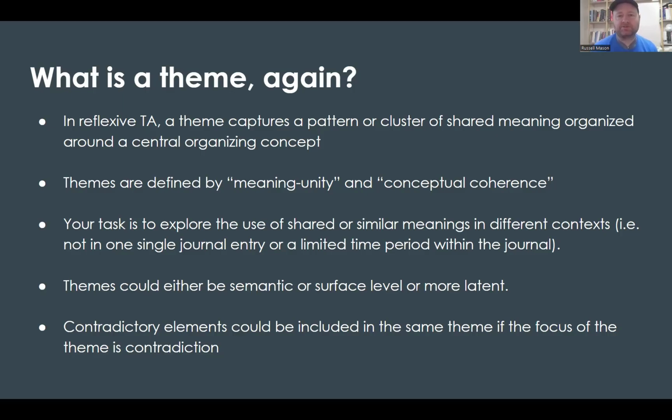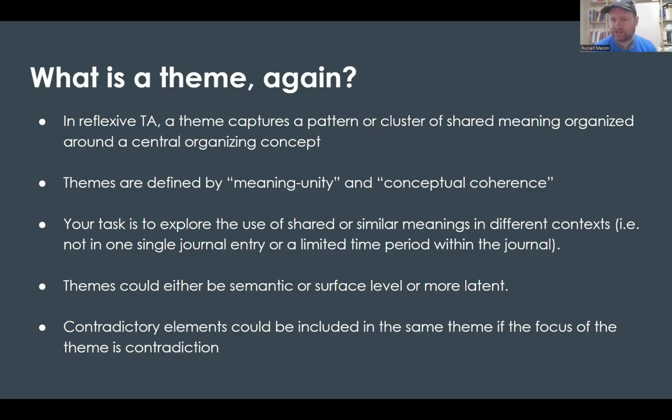Your task is to explore the use of shared or similar meanings in different contexts, so different periods in your journal. For example, if something appears in only one journal entry, it's clearly not a theme that is emerging from the wellness journal or the reflective journal. Likewise, if this phenomenon or experience that you're writing about only occurs within a limited time period, let's say the first week or only the first and second weeks, then I don't think we can say that this is enough to establish it as a theme for the whole month.